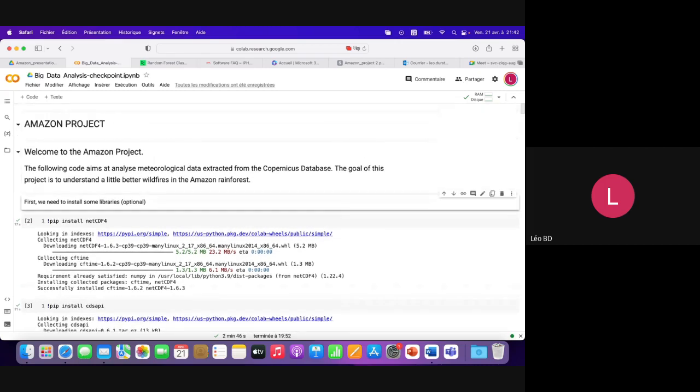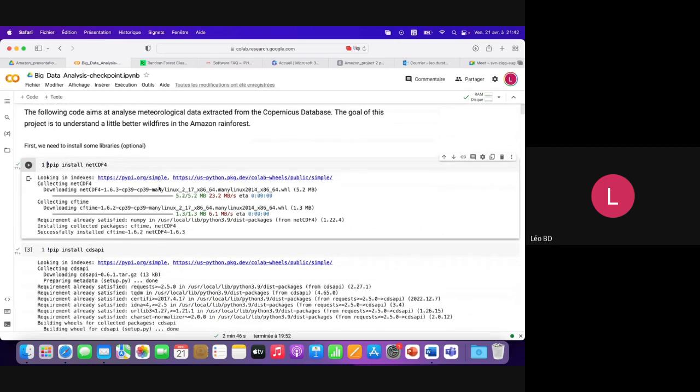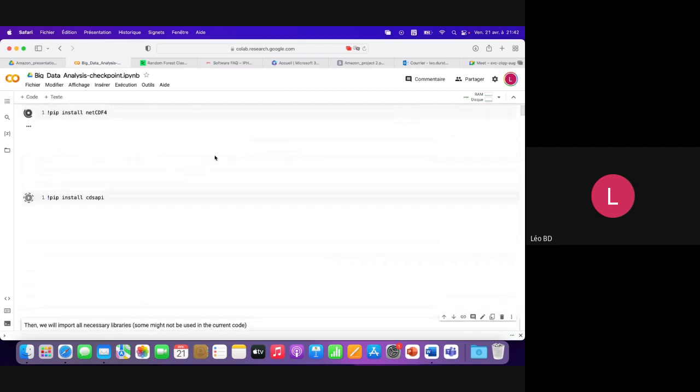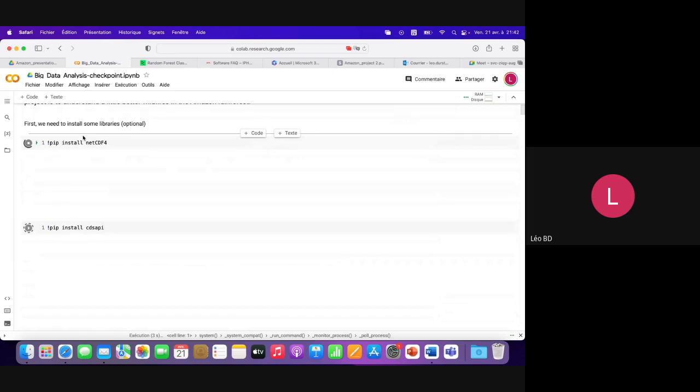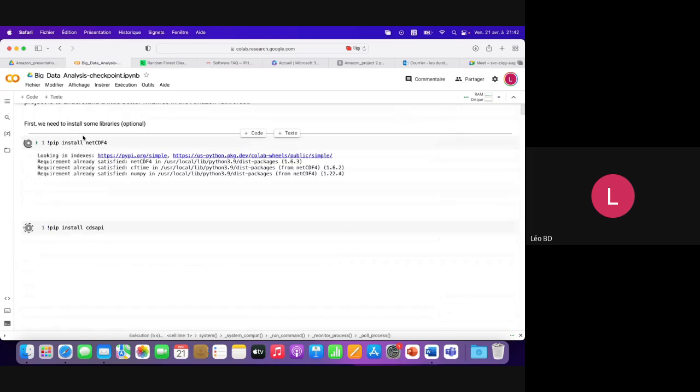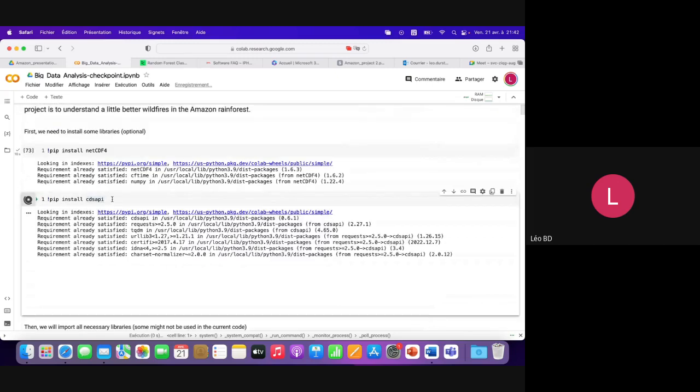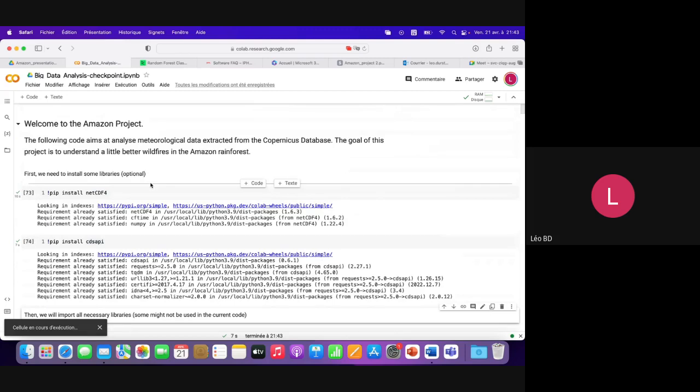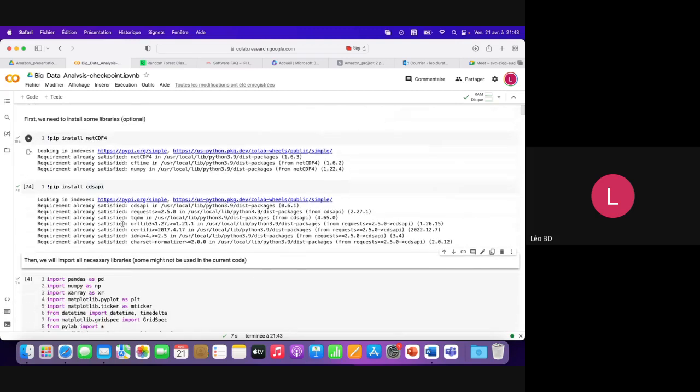So this is the Amazon project. And I'll go step by step and you will see basically the same graphs as I showed you just before. So first we need to install two libraries: netCDF4, that is to use Xarray, and CDS API, that is the API we need to download data. In my case, I already downloaded the data, but if you want to download data from Copernicus, then you need to install these libraries.